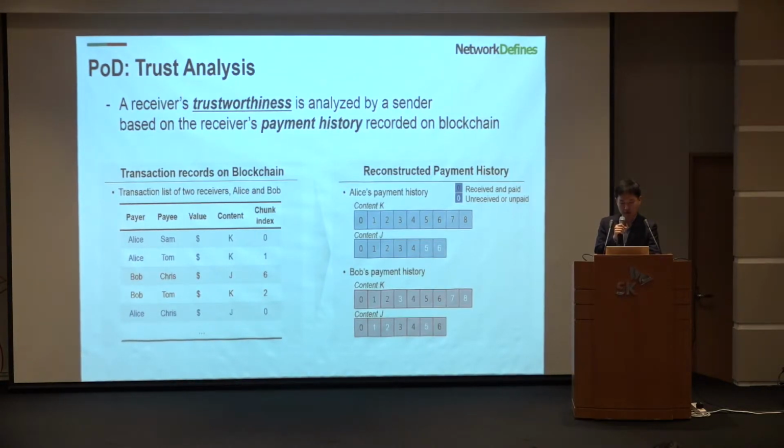If there are Alice and Bob and their payment history is reconstructed like this, then a sender might guess Alice is more trustworthy than Bob, because Alice has paid for prior data to another sender, but Bob hasn't paid. For example, Bob hasn't paid for data chunk number 1 or 2 of content J. So a sender can assume that Bob is more likely a fraud than Alice. Then a sender can decide, I'll believe Alice, but I'll not believe Bob.